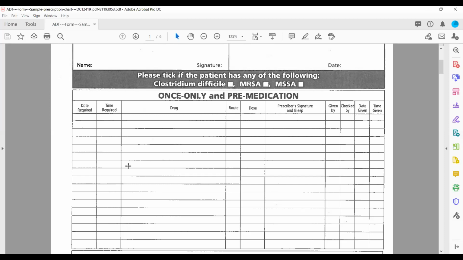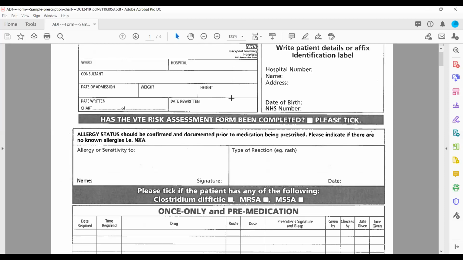So if you take a look here, you will find the date required. You will put the date and time when exactly you want him to take the medicine, and then here you will write the name of the medicine, how it should be given, whether oral, intravenous, or intramuscular, what the dose is, and then you will sign here. This part will be filled in by the nurses who give the medicine and who check the dose and the medication and when it was given. So this is the first part of any drug chart.